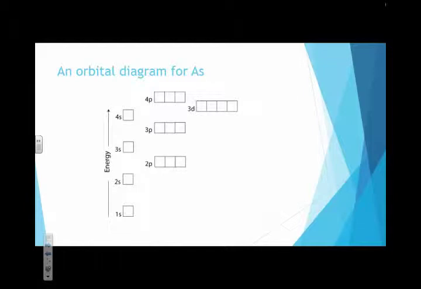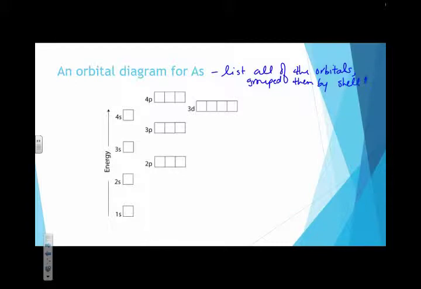So if I want to build an orbital diagram for an element to talk about where all those electrons are, we need to list all of the orbitals and group them by shell number and subshell type.